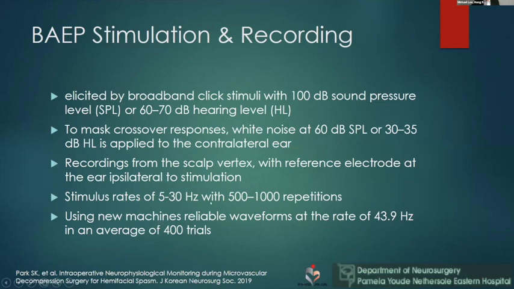Okay, this is talking about how many repetitions; this is an averaging of signal. In the old machine, because it's an old machine, they need 500 to 1000 repetitions to have a good and stable signal. But using a newer machine, you can have a very good signal in 200 to 400 trials. So actually you can improve your response time. That is, if you spot something wrong, you can warn the surgeon earlier.